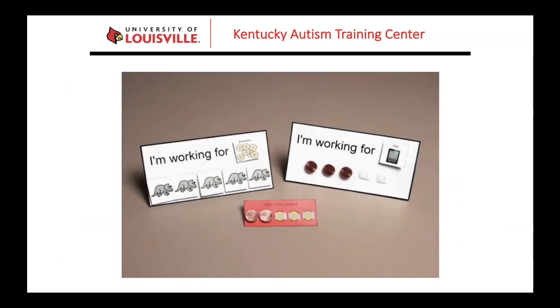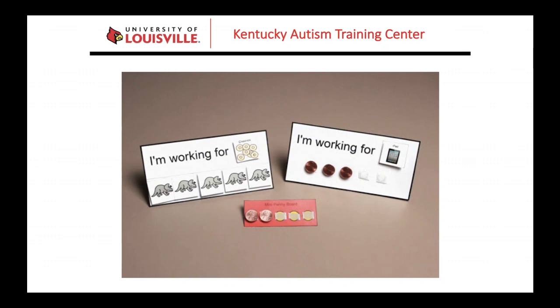Here are 3 additional examples of token charts. Again, on the left, we have that the individual is working for Cheerios, so that would be a special treat for this individual. You can also see that on that specific token chart, that individual might really like dinosaurs, so having the pictures of the dinosaurs in and of themselves is also reinforcing.